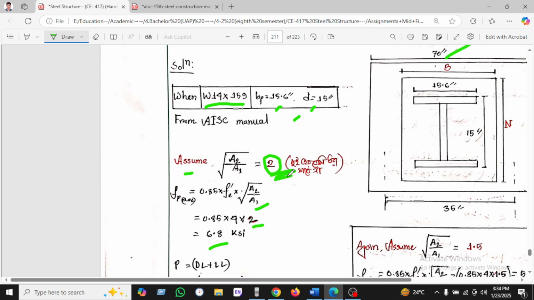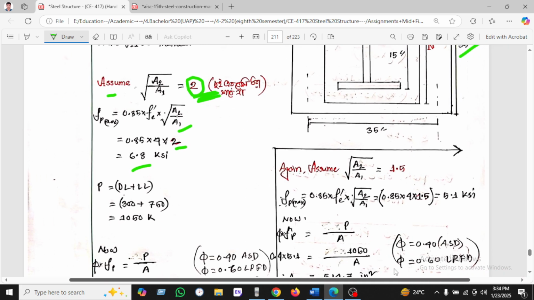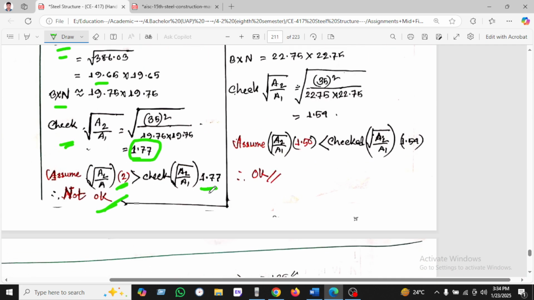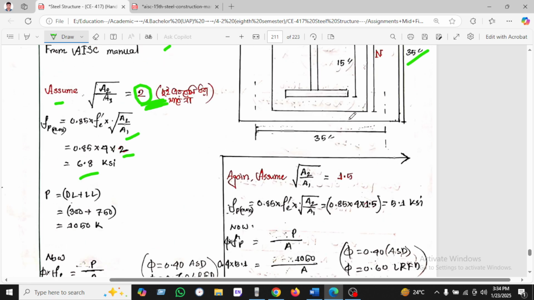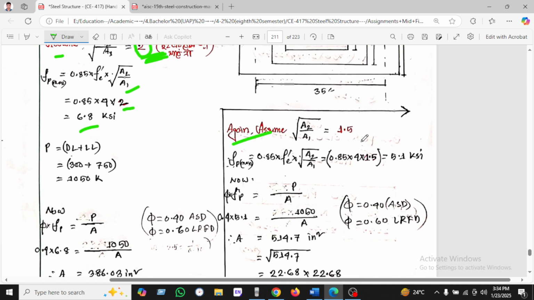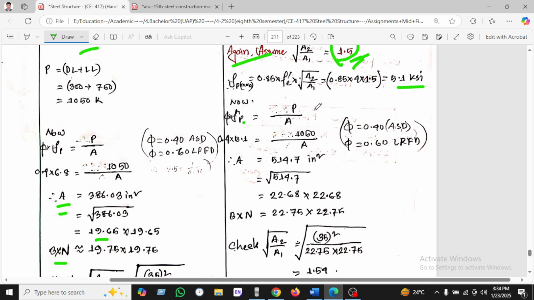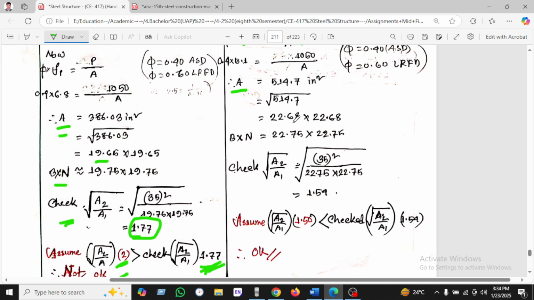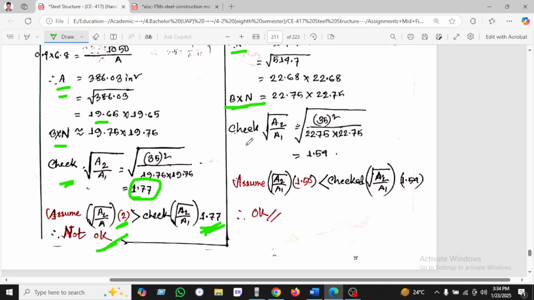Now we are assuming again a value which is less than 2 and very close to 1.77. Now we assume the ratio square root of A2 over A1 is 1.50, and calculating all the parameters, stress fp, and same as stress equals force per area, we found area equal to 22.68 into 22.61. So this is the value of B into N.